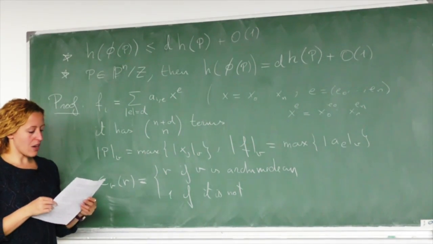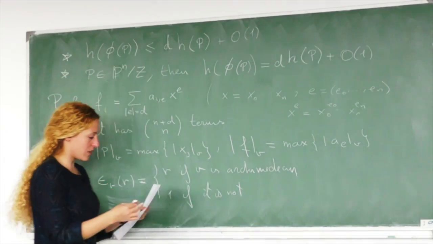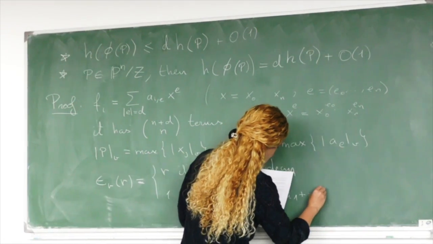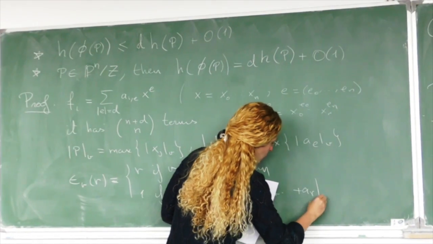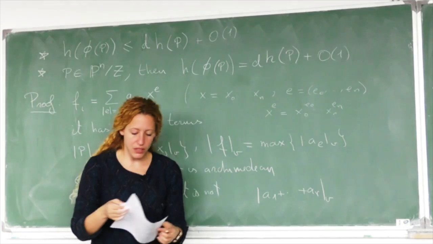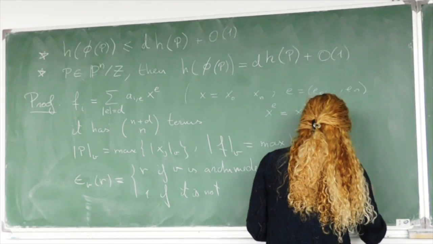Okay, so I need another remark. Once I define these constants, we actually have that the norm, or the absolute value, of the sum of R terms is smaller or equal than this.